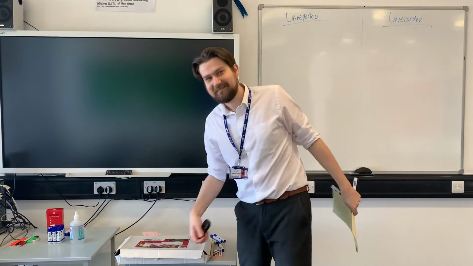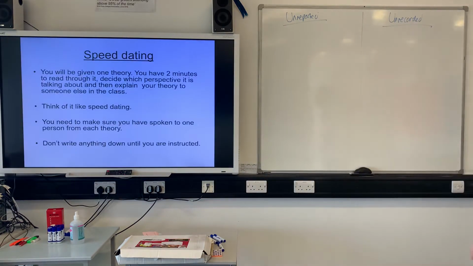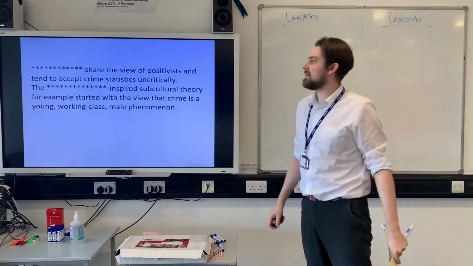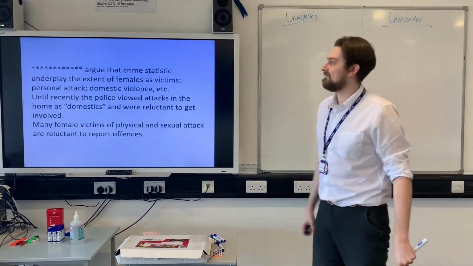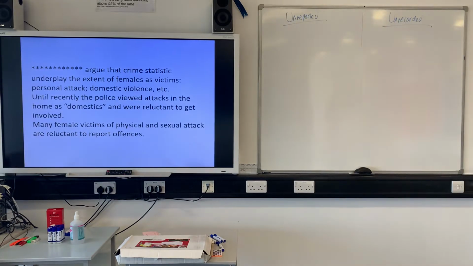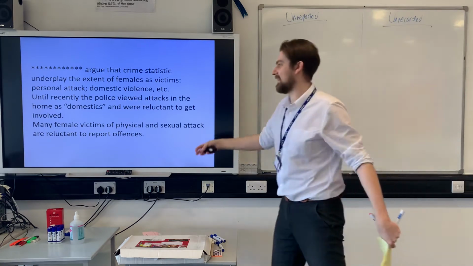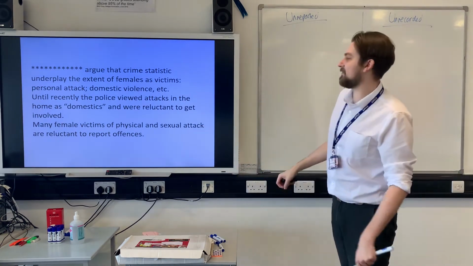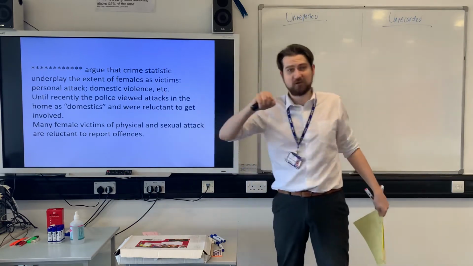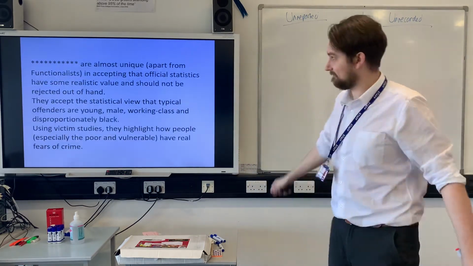And then, all we've got left to do is look at what the different theories are going to say. So, the first theory would argue that crime statistics underplay the extent of females as victims. Until recently, police viewed attacks towards domestics and were reluctant to get involved. Many female victims of physical and sexual attack are reluctant to report offences. Which social theory do you think would say that?